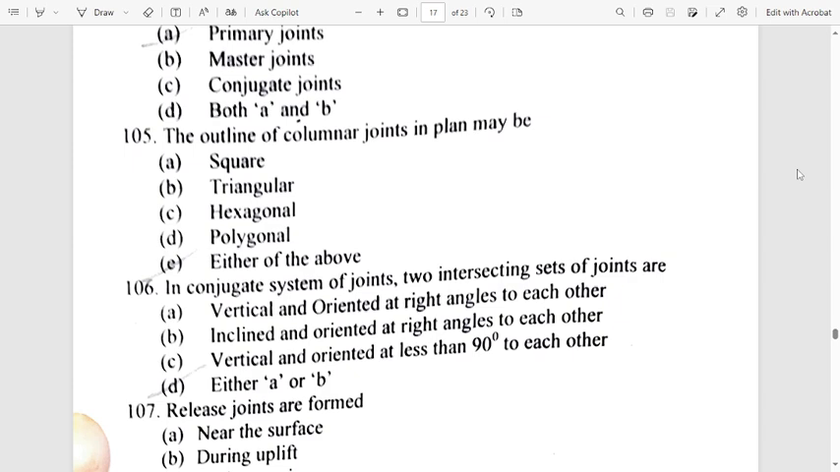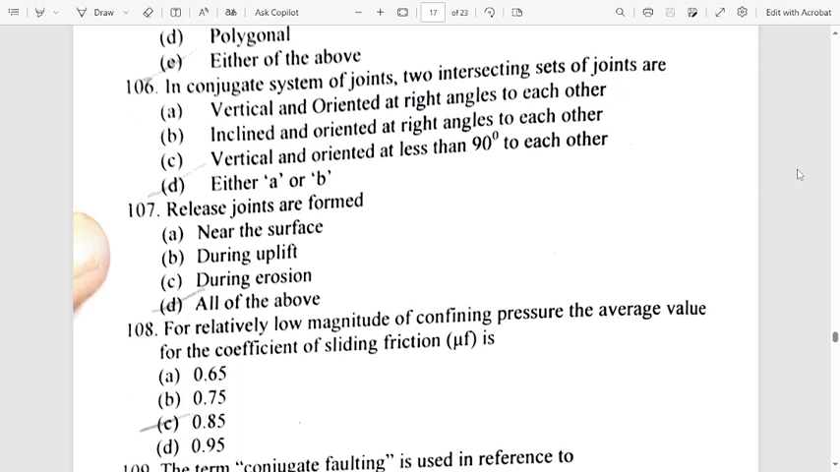In a conjugate system of joints, two intersecting sets of joints are either A or B: vertical and oriented at right angles to each other, and inclined and oriented at right angles to each other. Release joints are formed near the surface during uplift, during erosion, all of the above.